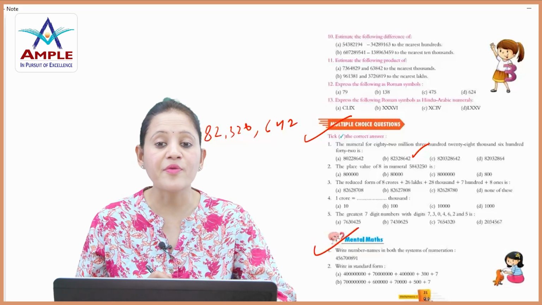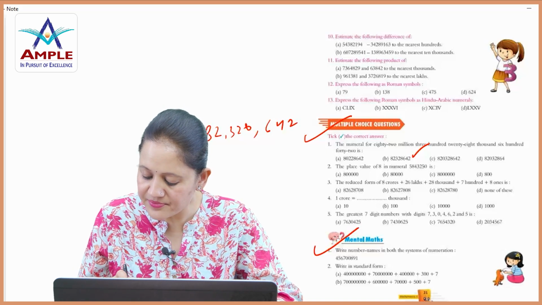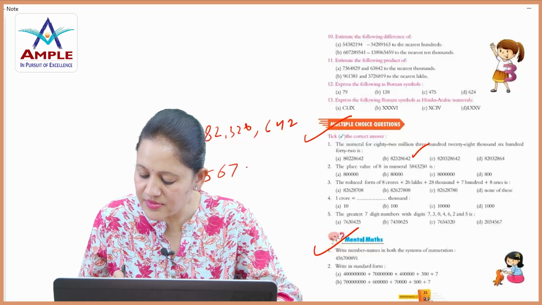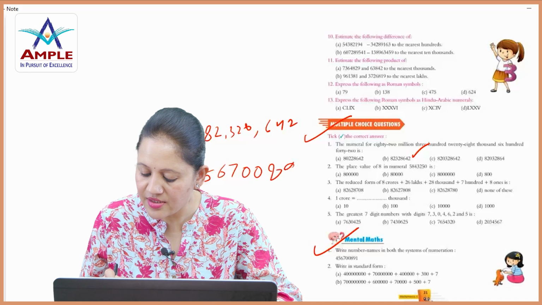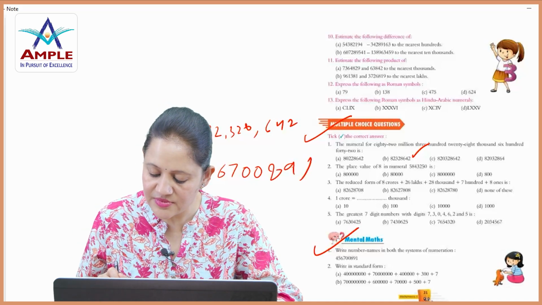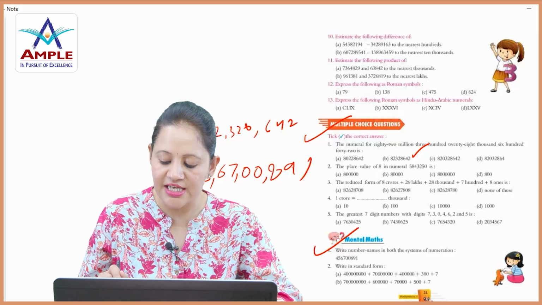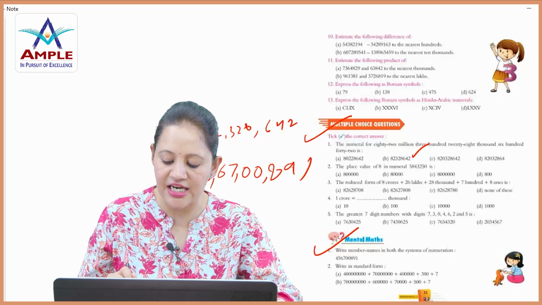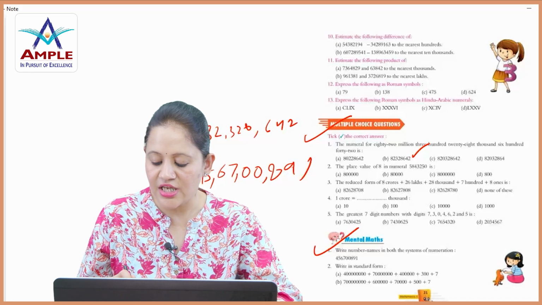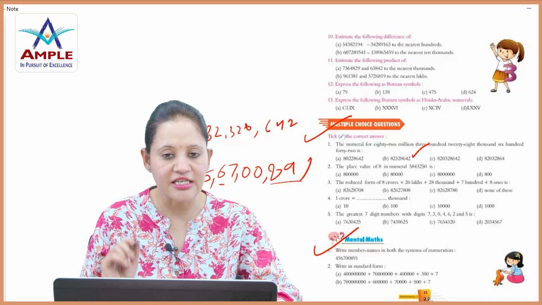Next is mathematics. Write the number names for both the systems of numeration. So, here the number, first start with the Indian system. Ones, tens, hundreds, thousands, ten thousands, lakh, ten lakh, crore, ten crore. So, that is 45 crore, 67 lakh, 891.